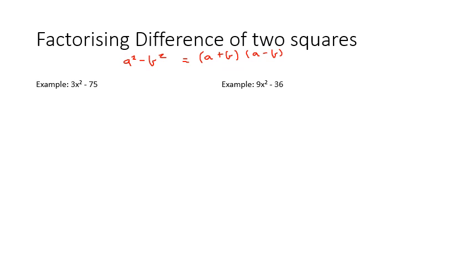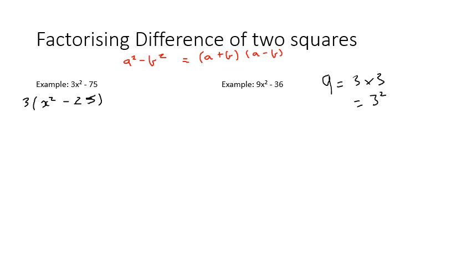Now what is a square number? A square number is a number that can be obtained by multiplying a number by itself. So 9 is a square number because it can be obtained by multiplying 3 by 3, also known as 3 squared. So let's go to our first example. We have 3x squared minus 75. The first thing we'll notice is there is no square number here, but we do notice that there is a common factor of 3. So we take the 3 out to get x squared minus 25.